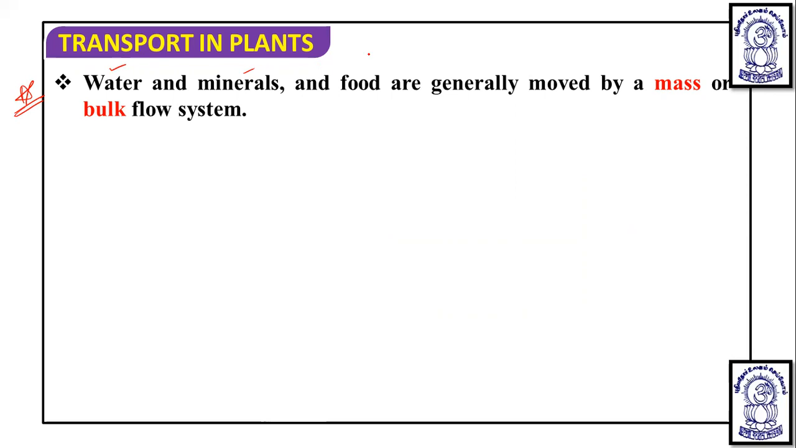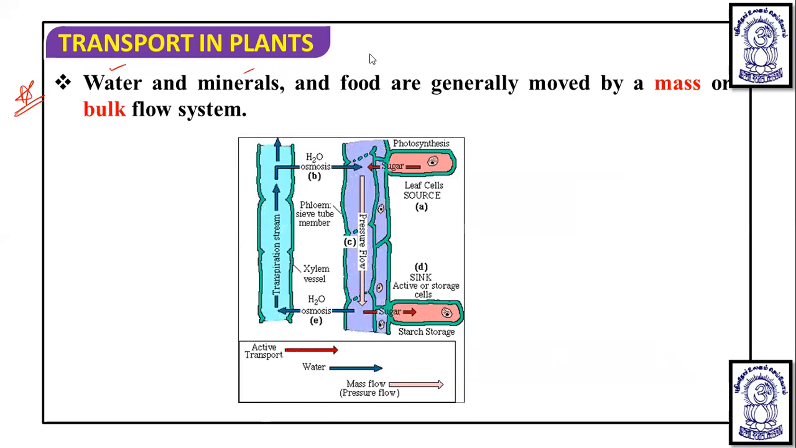Yes, but if they ask which component the mass flow can occur for, then you will answer that water, mineral, and food, all. Okay, so this is the mass flow hypothesis. We will discuss this in the later part. We will even discuss flow and transport.